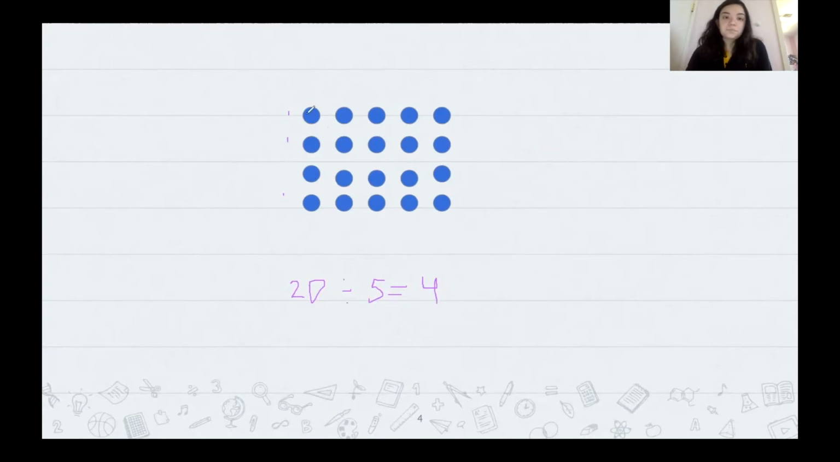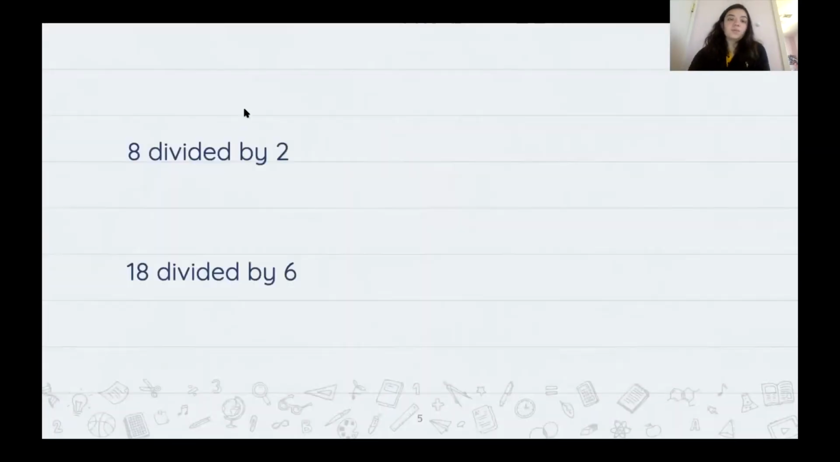I'm going to clear my screen. We're going to try it again with a different problem. Now I'm going to make an array for 8 divided by 2. I'm going to use my stamper. So 8 divided by 2.